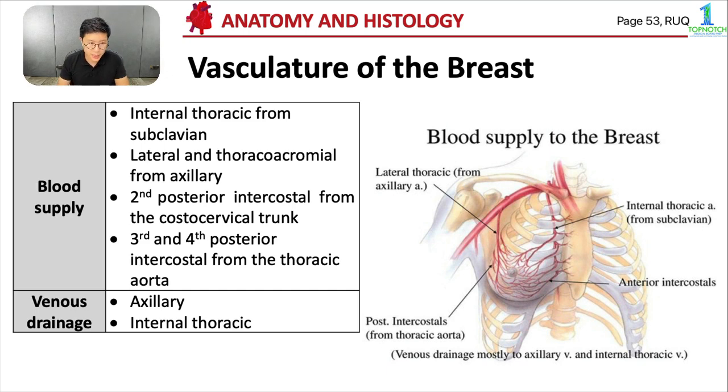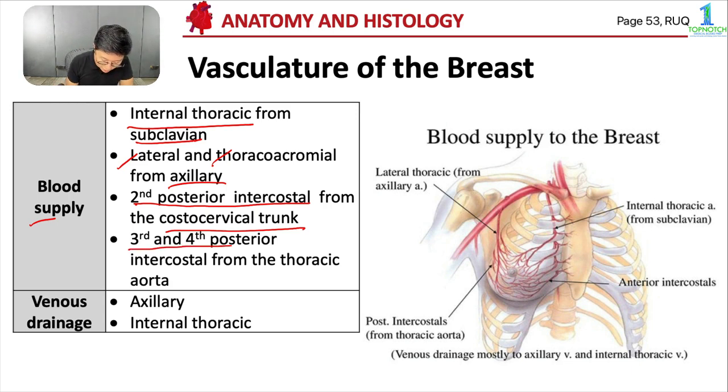For the vasculature of the breast, its blood supply comes from the internal thoracic, which is a branch of the first part of the subclavian. You have the lateral thoracic and thoracoacromial arteries from the axillary artery. It also receives blood from the second posterior intercostal, which is from the costocervical trunk, which is from the second part of the subclavian artery. And you have third and fourth posterior intercostal arteries, which are from your thoracic aorta.